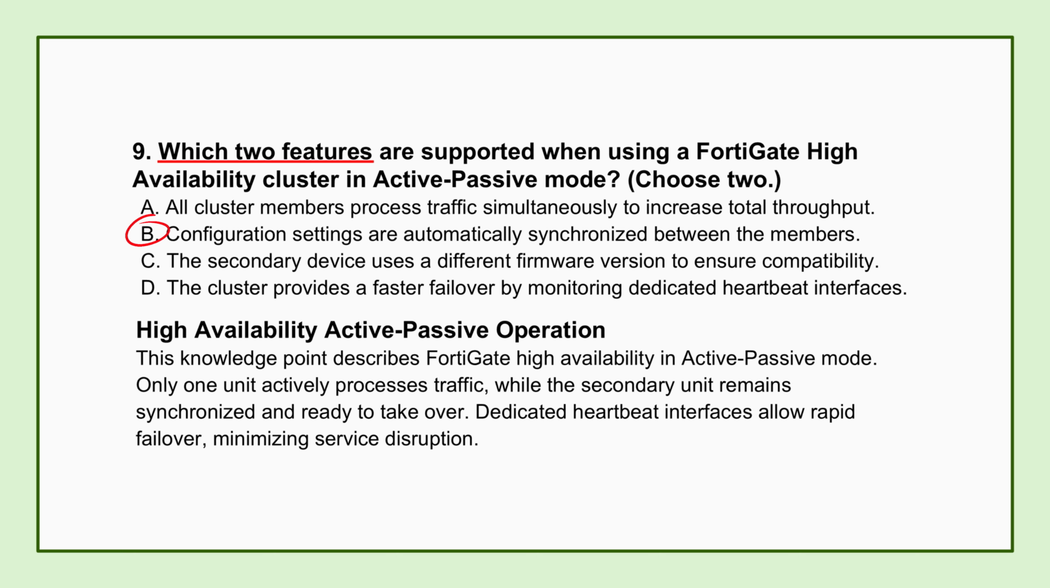What's the second piece? The second component is the reliance on dedicated heartbeat interfaces. These are physical connections used only to monitor the health and status of the active member. This dedicated monitoring channel enables rapid and reliable failure detection, which allows for the virtually instant promotion of the passive unit to active when that health check fails.